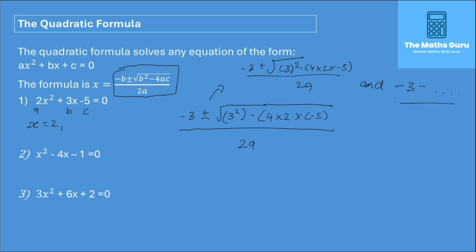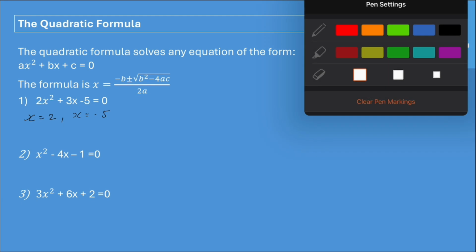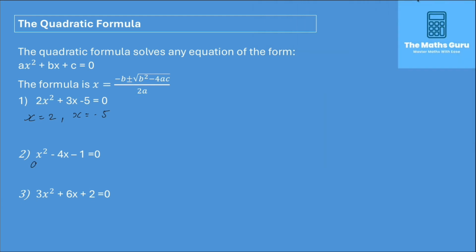Now, going back on your calculator and changing that plus sign to a subtraction sign, we get x is equal to minus 5. Okay, so now looking at our question 2, we label our 1, the coefficient of x squared, as a. Our minus 4 is going to be our b. Our minus 1 is going to be our c.